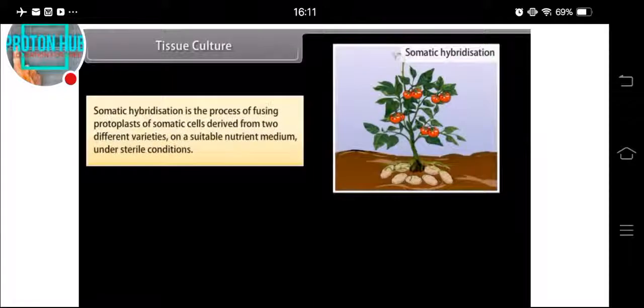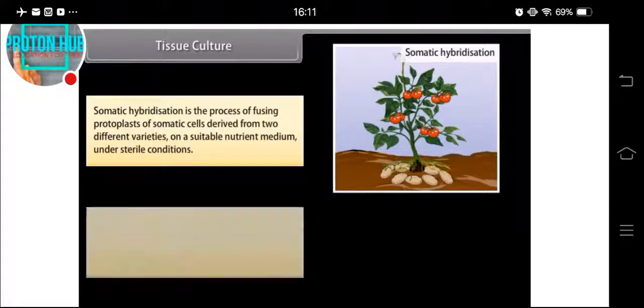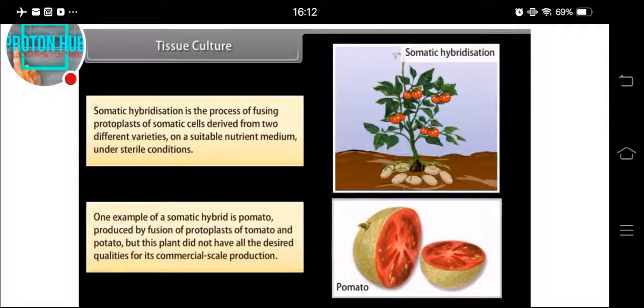Somatic hybridization is the process of fusing protoplasts of somatic cells derived from two different varieties on a suitable nutrient medium under sterile conditions. One example of somatic hybrid is pomato, produced by fusion of protoplasts of tomato and potato, but this plant did not have all the desired qualities for its commercial scale production.